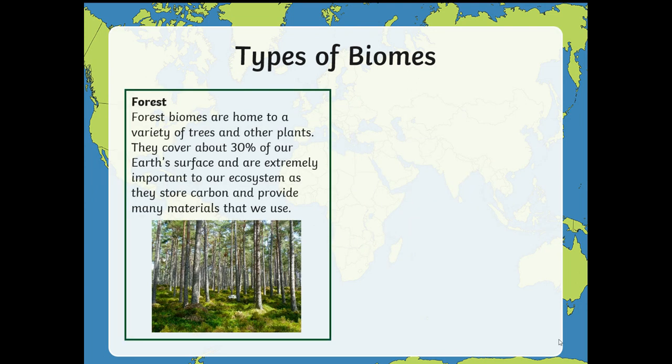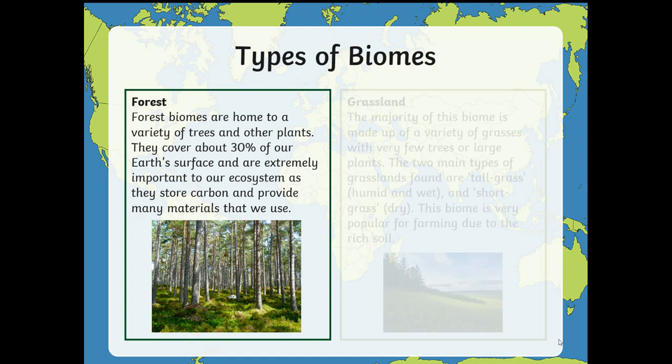And we've got forests. Forest biomes are home to a variety of trees and other plants. They cover about 30% of our Earth's surface and are extremely important to our ecosystem, as they store carbon and provide many materials that we use, because trees, of course, store carbon, don't they?